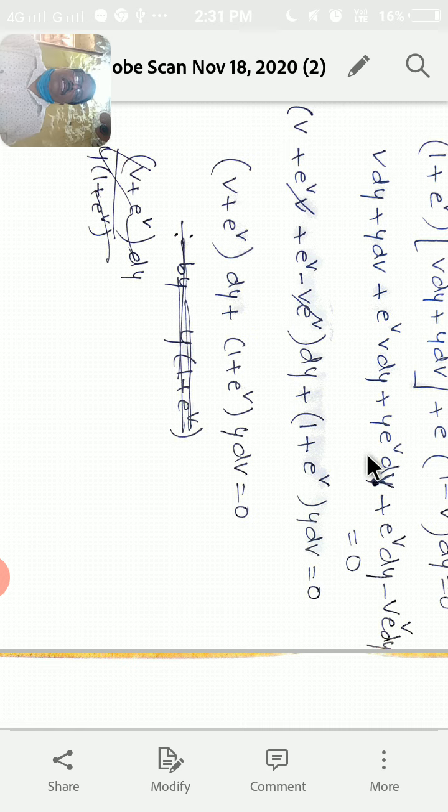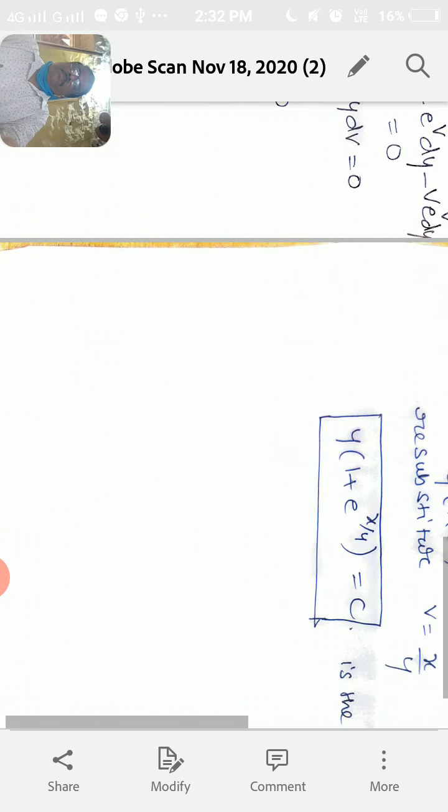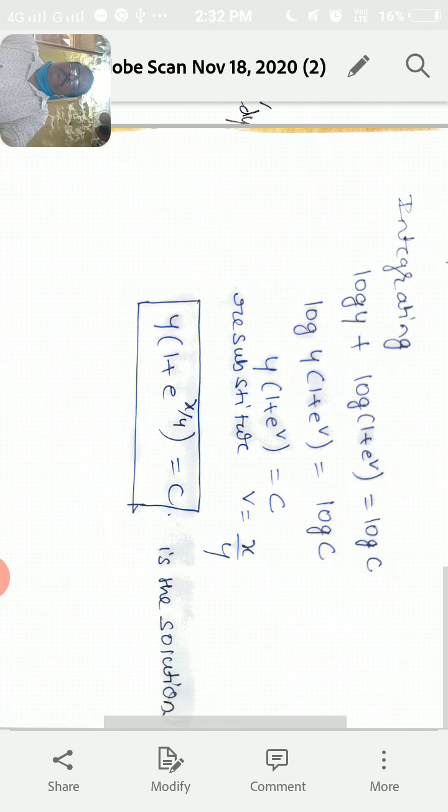Similarly here take y dv common, and we get 1 + e^v. So now this becomes (v + e^v) dy + (1 + e^v) y dv equal to 0. Now see here, this is making variable separable. Making variable separable means we collect v and dv on one side and y and dy on the other side.